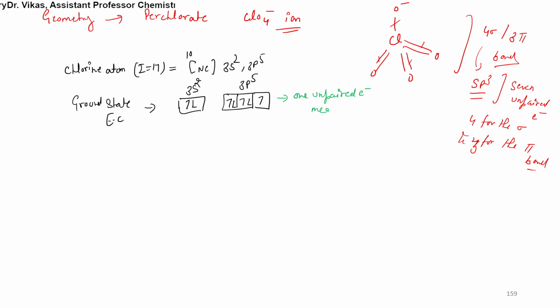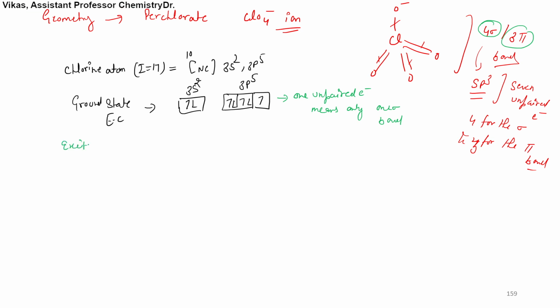One unpaired electron means only one sigma bond. But in the case of the perchlorate ion, there are 4 sigma bonds and 3 pi bonds. We need 7 unpaired electrons. That means all the paired electrons become unpaired: the filled 3s and 3p orbitals become half filled atomic orbitals after the promotion of electrons from the ground state electronic configuration 3s and 3p to 3d.